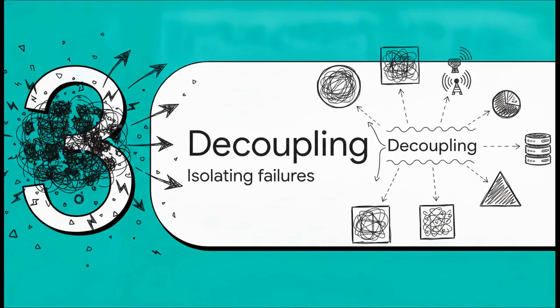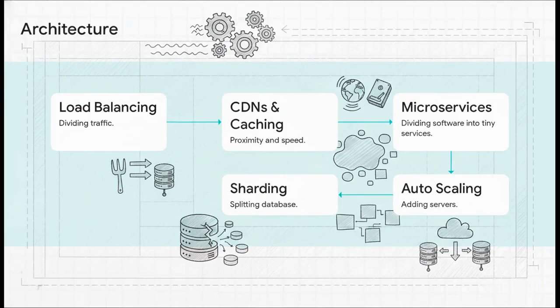All right, step 3, decoupling to isolate failures. Let's move down our blueprint and see how these companies actually structure their code to prevent total systemic meltdowns.